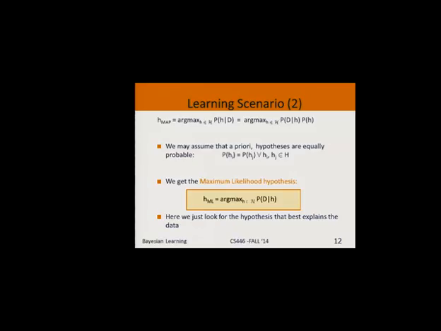So we may assume a uniform probability distribution. So P of Hi is equal to P of Hj for all i and j. In this case, what happens is that we drop this, because they are all the same, P of H. So really, what we are doing is argmax of P of D given H. We're going to call this the maximum likelihood hypothesis. Okay, so it's basically the H map for the uniform case.